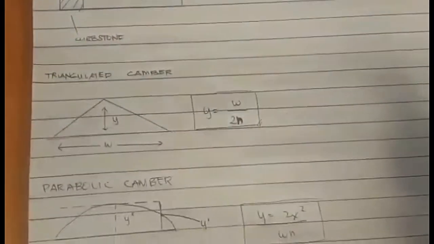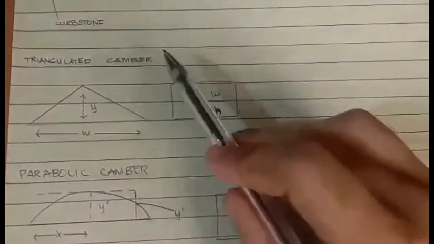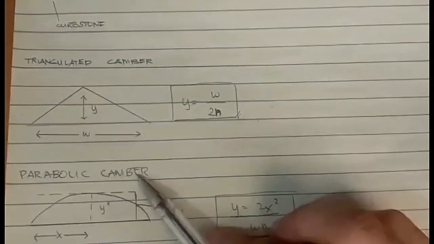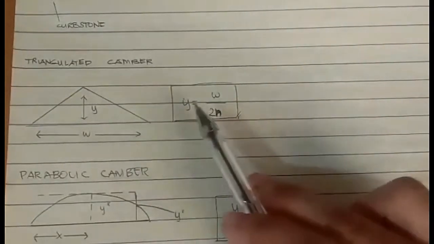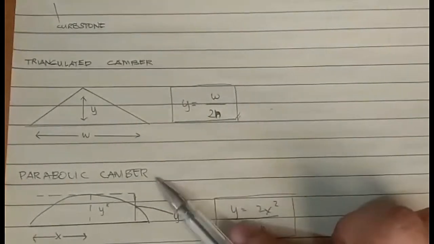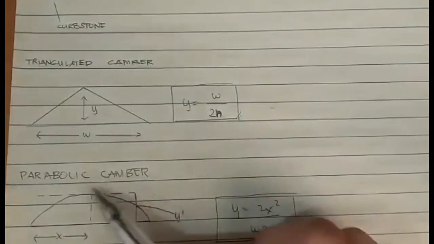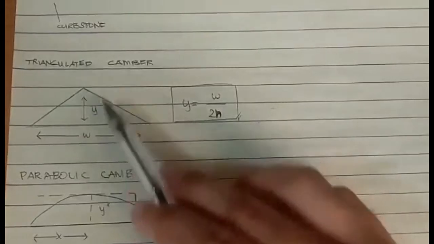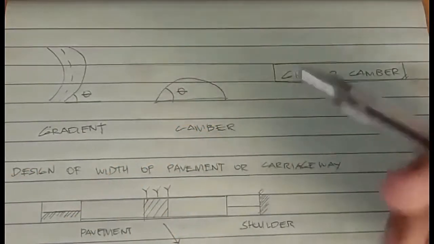Now, camber consists of two types. The first one is the triangular camber and the second one is the parabolic camber. Triangular camber can be calculated as y equals w upon 2n, and the parabolic camber is y equals 2x squared upon wn. Here x is the distance from the side, y is the height of the camber, and w is the width of the pavement. Now, there is the term that the gradient is twice of camber.